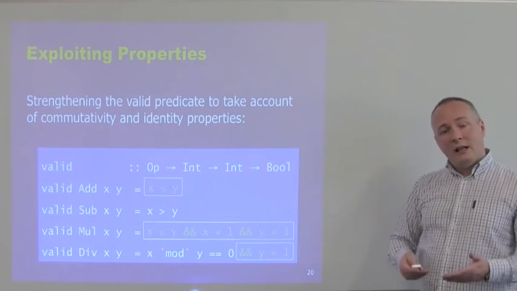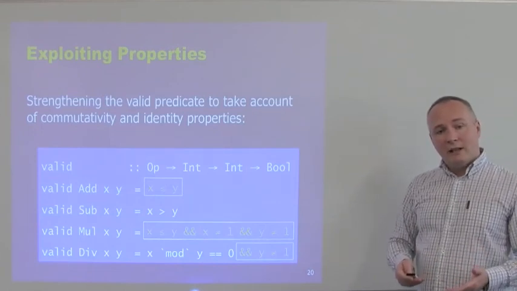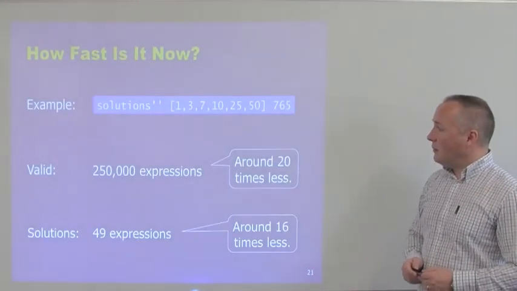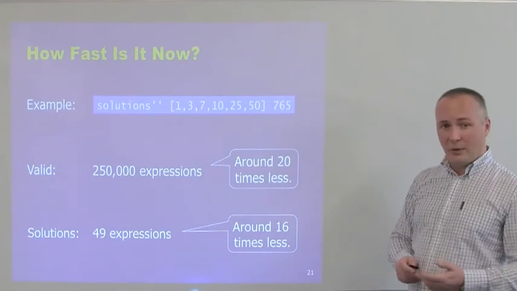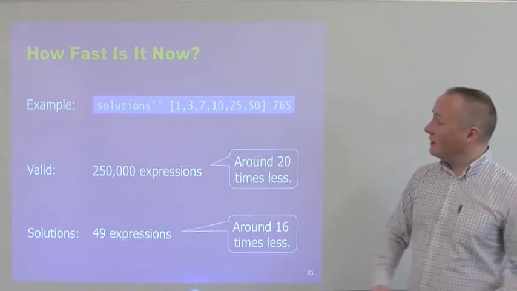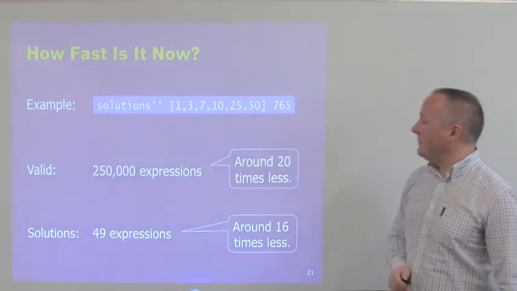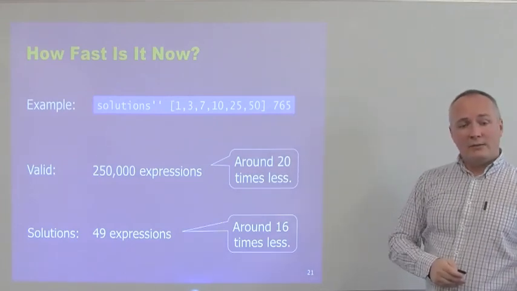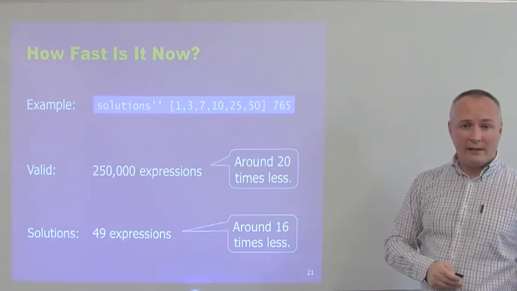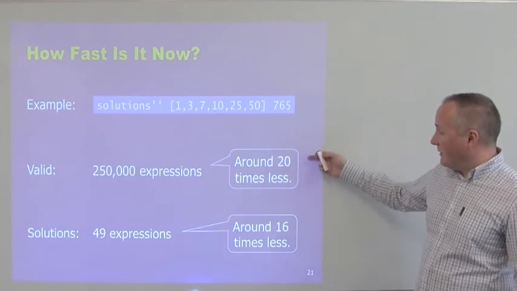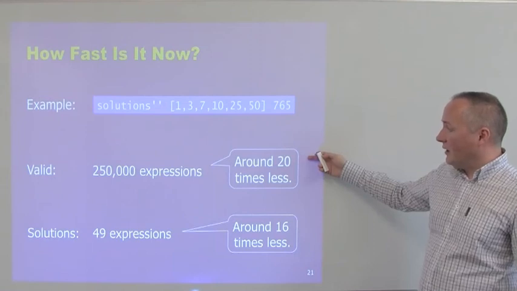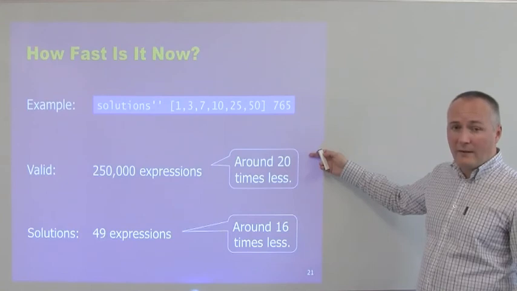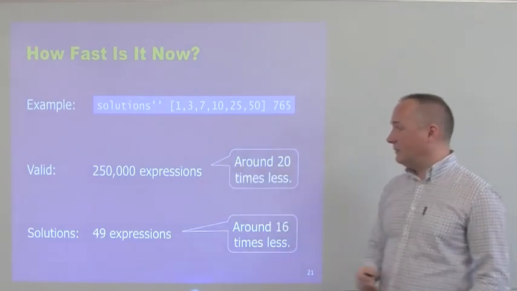So the question now is, how much of a change does this make to our actual countdown solver? If we implement a new countdown solver based upon this new validity checker, let's call it solutions double prime, let's apply it to our same example, and first of all ask ourselves, how does this reduce the search space and the solution space? Well, it reduces the search space considerably because the number of valid expressions now reduces from previously being about 5 million down to 250,000.